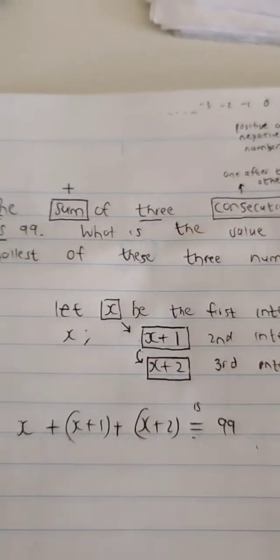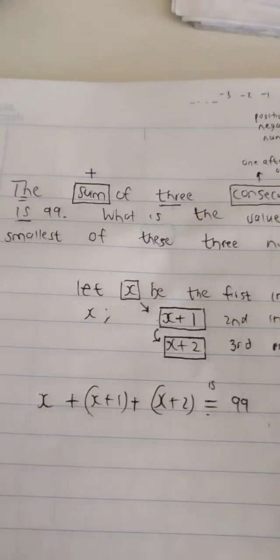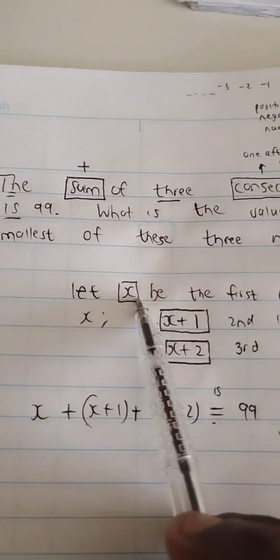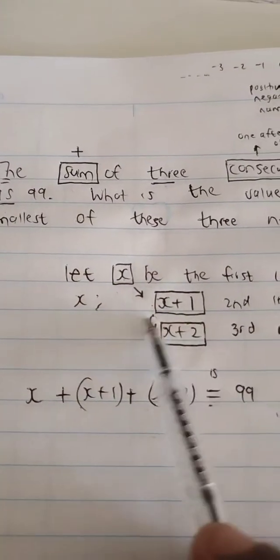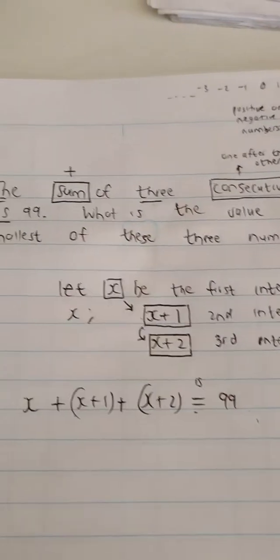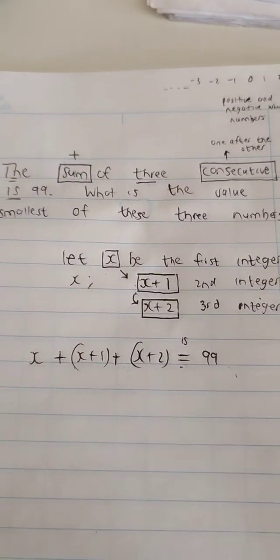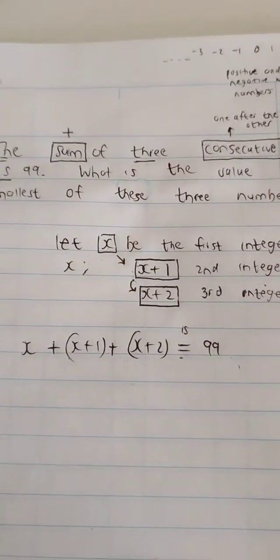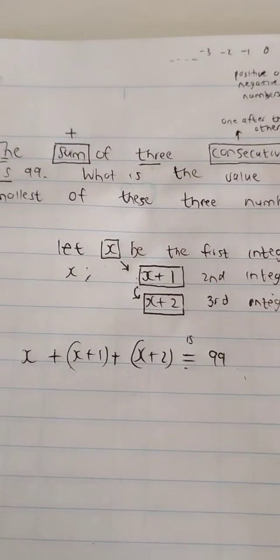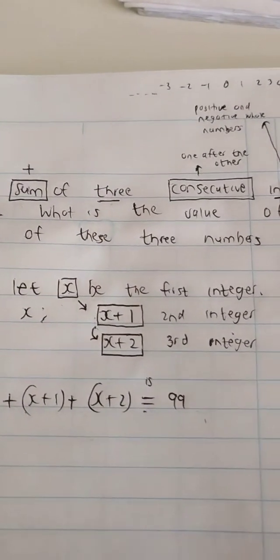What is the value of the smallest of these three numbers? Out of these three integers, which one would be the smallest? Is it x? Is it x plus 1? Or is it x plus 2? Which expression defines the integer value which would be the smallest? Hopefully, your thought process is leading you to conclude about a specific variable which would represent the smallest of these three numbers. It would obviously be which variable?